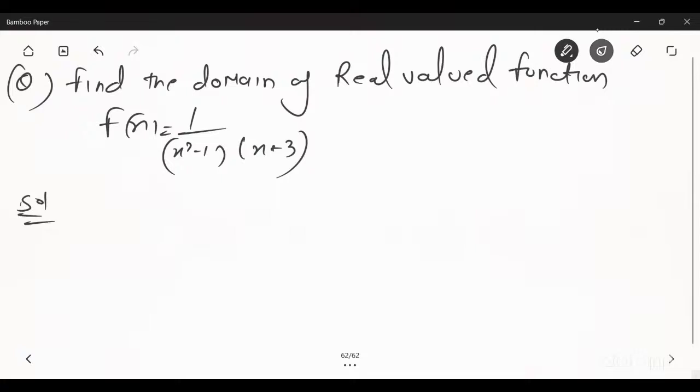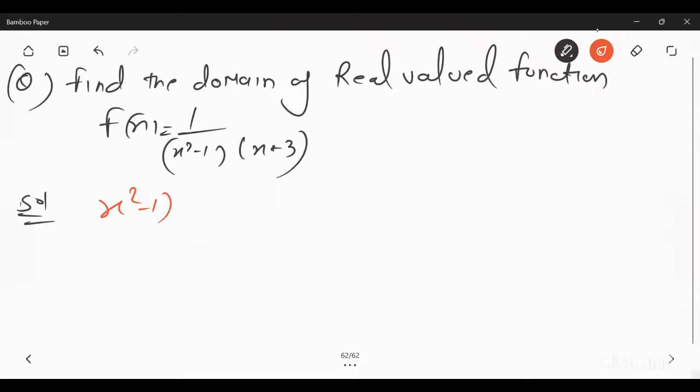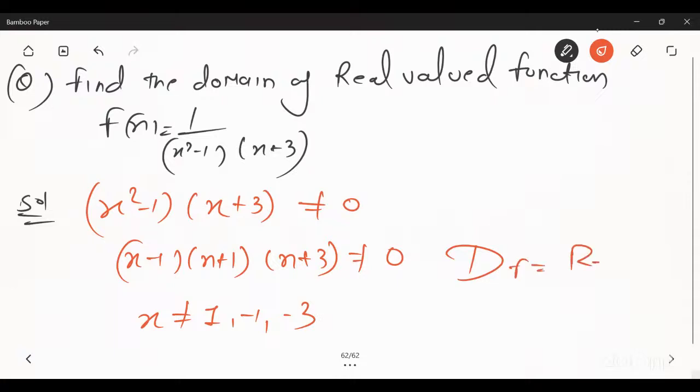So for the domain, the denominator cannot be 0. So (x square minus 1)(x plus 3) does not equal 0, which means (x minus 1)(x plus 1)(x plus 3) does not equal 0. So x does not equal 1, minus 1, minus 3. So the domain of the function is R minus {1, minus 1, minus 3}.